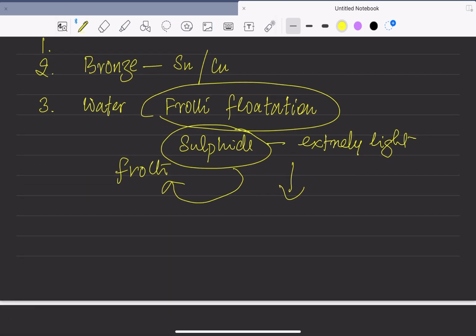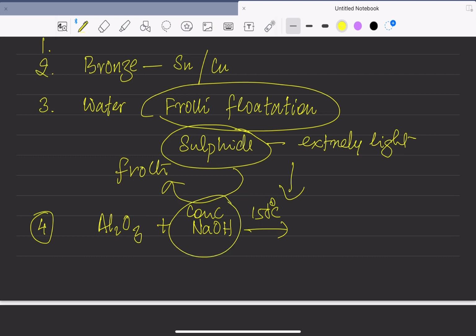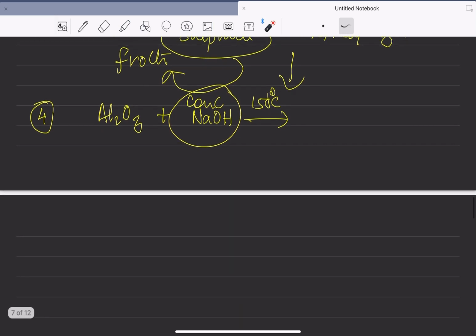Now number 4 from 2016. Name the solution used to react with bauxite. Bauxite ore is purified by a chemical leaching process called the Bayer process, isn't it? Now which solution is used? Because bauxite ore is amphoteric, it reacts with what? A strong base. So we use a concentrated solution of sodium hydroxide. You remember, it was heated at 150 degrees Celsius in the Bayer process. So the solution used in the purification of bauxite ore is concentrated NaOH, a strong base, and aluminum oxide acts as acid. So the answer is concentrated NaOH.